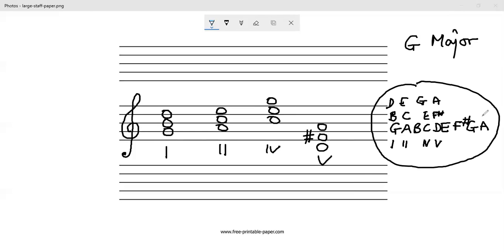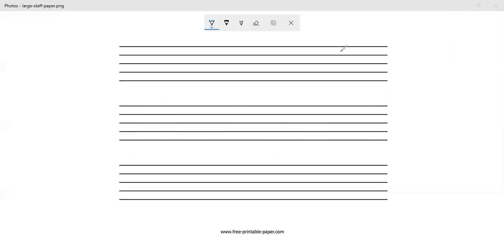So we'll just finish off, and I'm just going to do something. Let's clear all those, and let's have a look at the key. Let's do the key this time of F major. So same thing again. I'm going to write the notes out. I'm going to write F, G, A, B flat, C, D, E, F. And again, I'm going to put the next note in because I'm going to need that for chord 5.